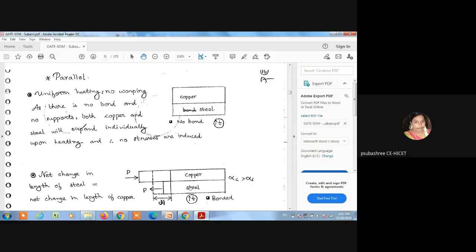Next one hour we are going to discuss some important GATE questions from solid mechanics.